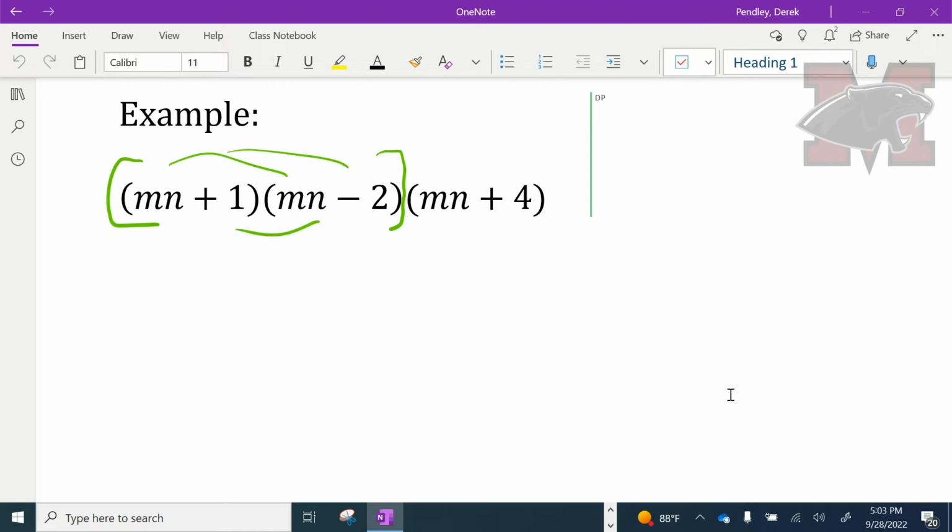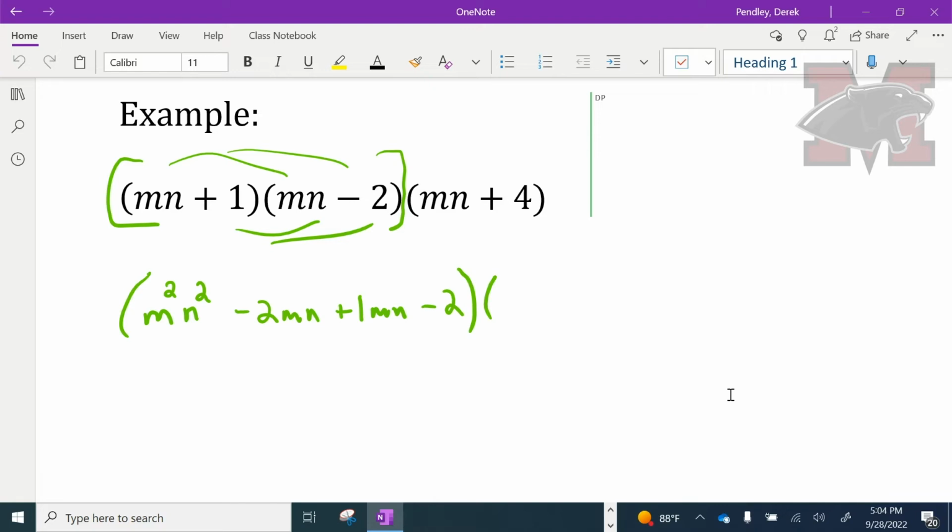So we're going to do m times m gives me m squared. N times n gives me n squared. Then I have minus 2mn plus 1mn minus 2. So when I multiply those, m times m gives me m squared. N times n gives me n squared. Then I have a positive 1 and a negative 2 of the mn's. And then positive 1 times negative 2 gets me the negative 2.